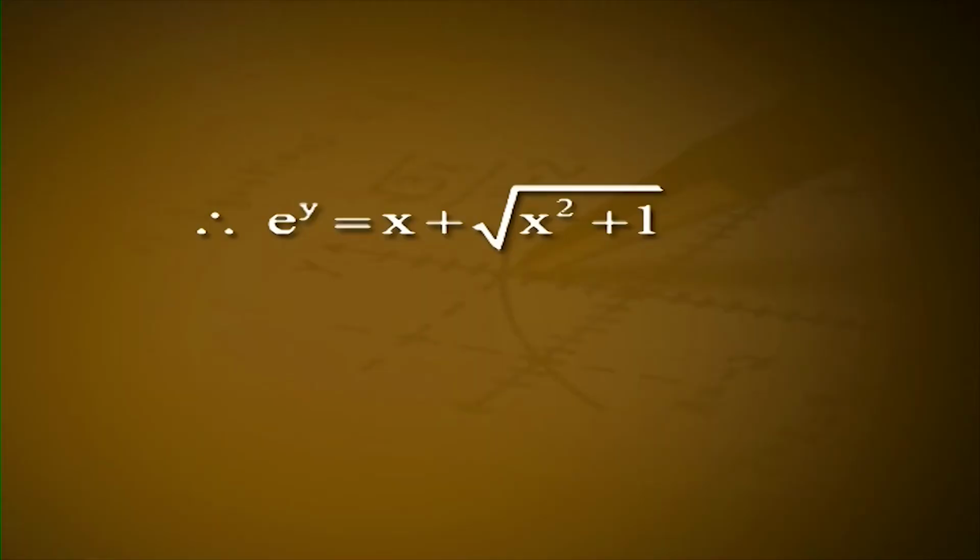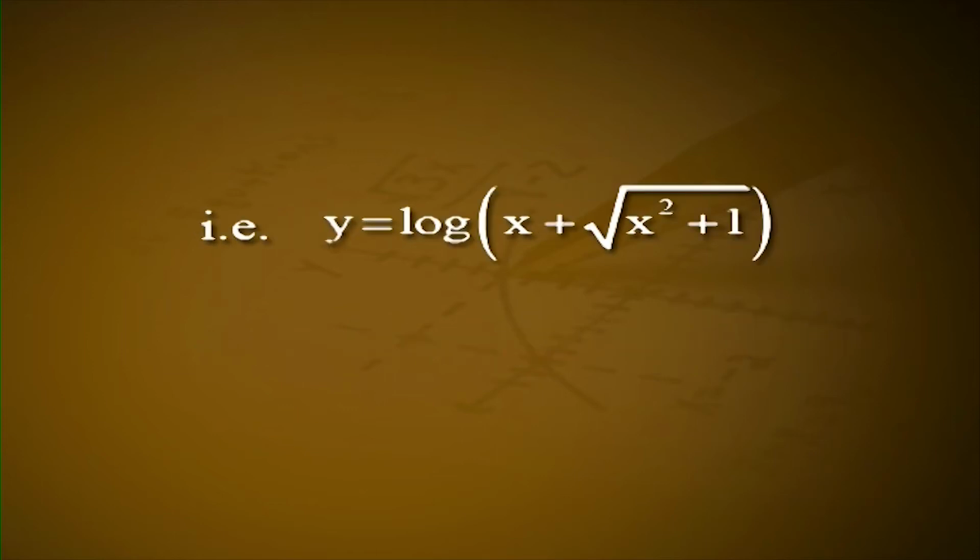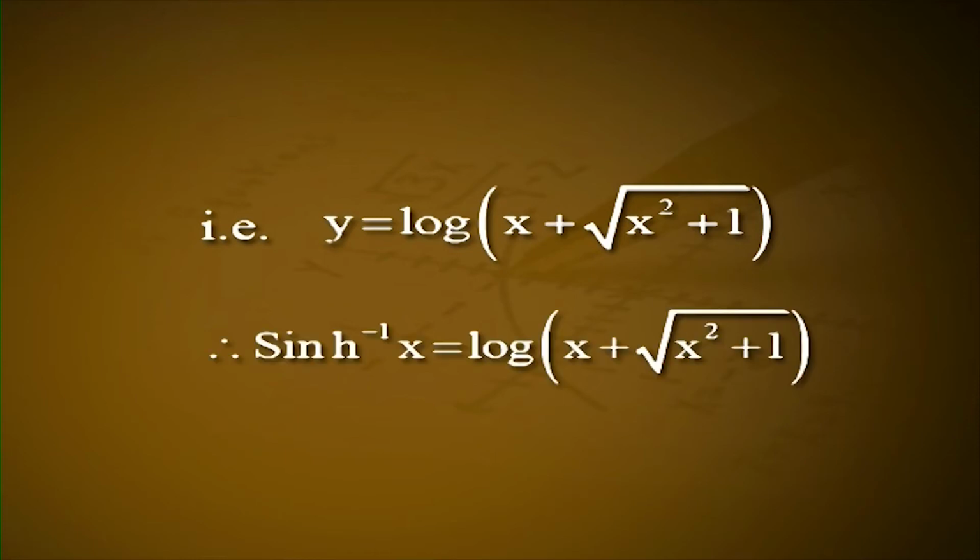Since e raised to y is greater than 0 for all y, as root of x square plus 1 is greater than x for all x, we can discard the solution with the minus sign. Therefore, e raised to y is equal to x plus root of x square plus 1. Therefore, log e raised to y is equal to log of x plus root of x square plus 1. That is, y is equal to log of x plus root of x square plus 1. Therefore, sin h inverse x is equal to log of x plus root of x square plus 1.